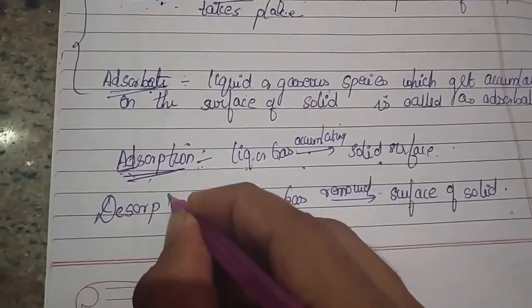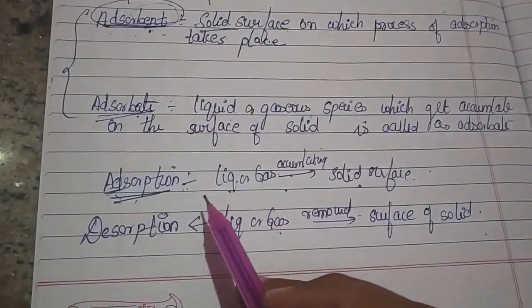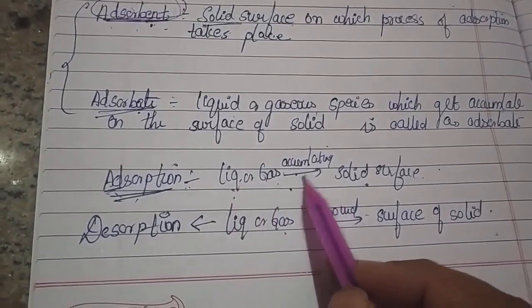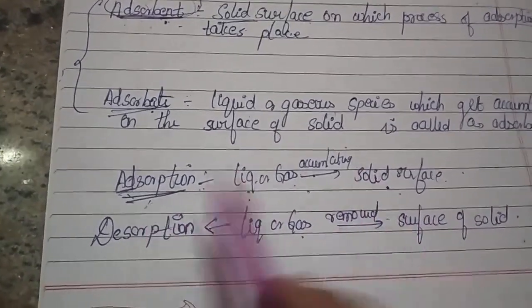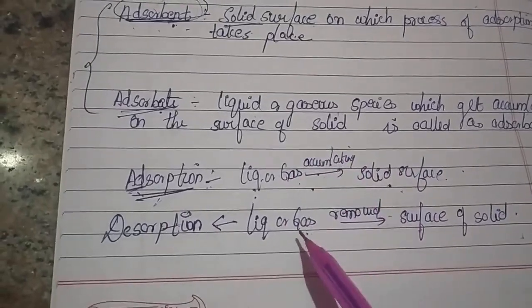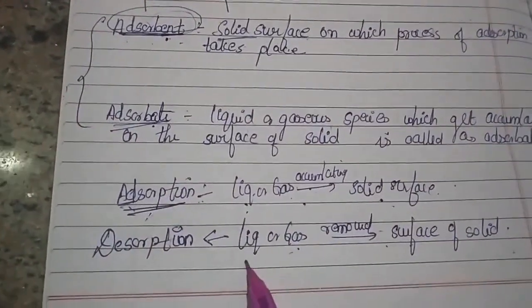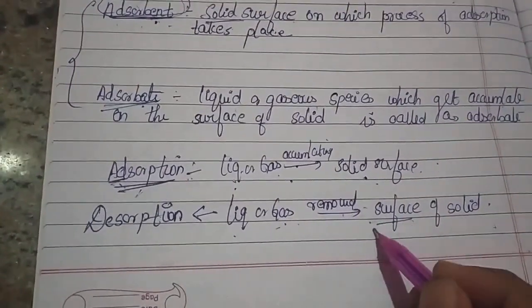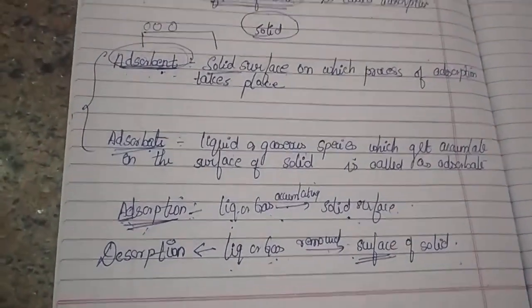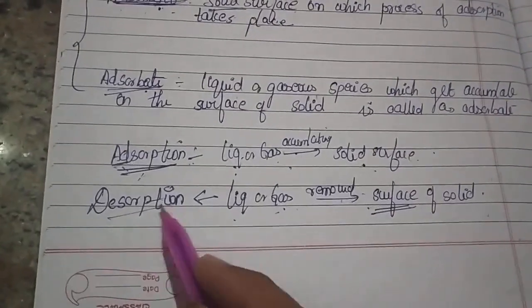Desorption. What is it called? What is happening? If a liquid or gas comes and sits on the solid surface, the process is called adsorption. If the sitting part is removed, that is, the liquid or gas has been removed from the surface of the solid, remember, from the surface of the solid, it has been removed. What is it called?